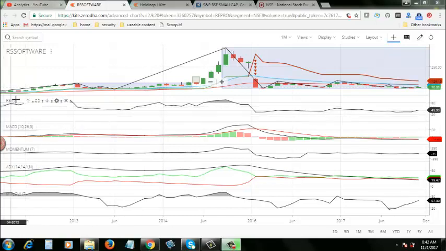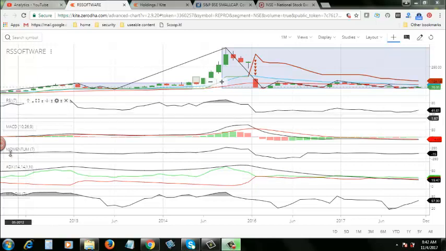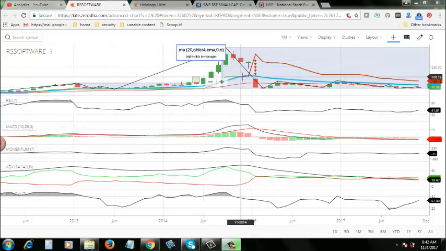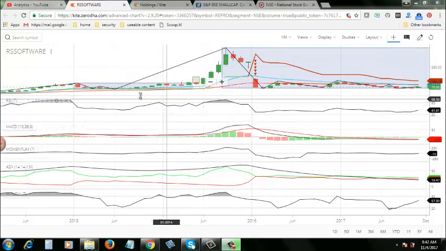These are the indicators that I'm using to do the technical analysis: RSI, MACD, momentum, ADX, and money flow. I'm also using Super Trend, 20 and 50 moving average, and Darvas, zigzag, etc.